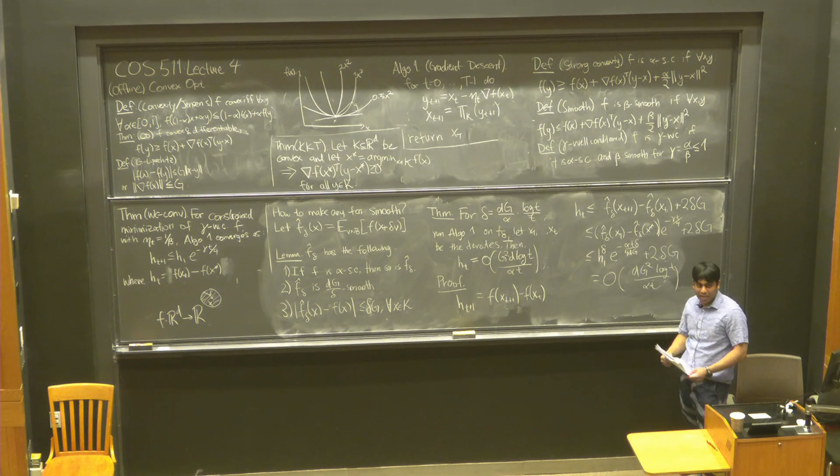So that means if you have any convex f, you can turn it into something close, use gradient descent to find the minimum, and then that's close to a minimum for the original function.